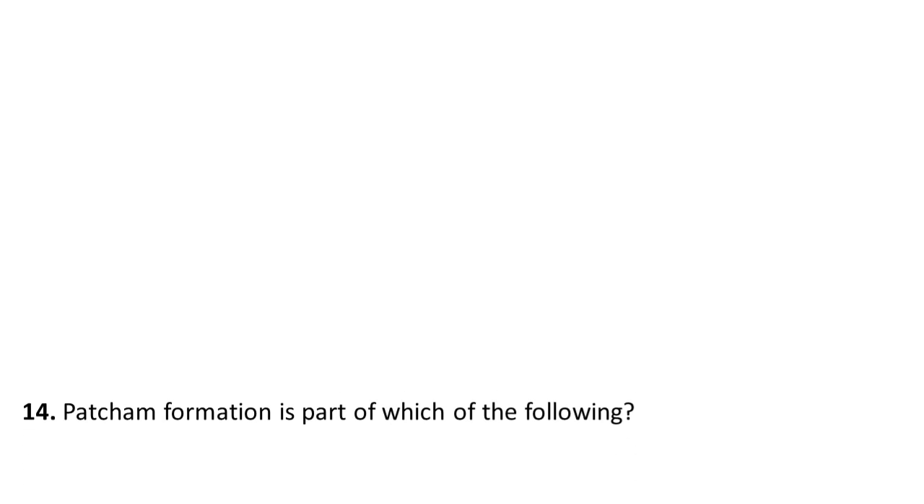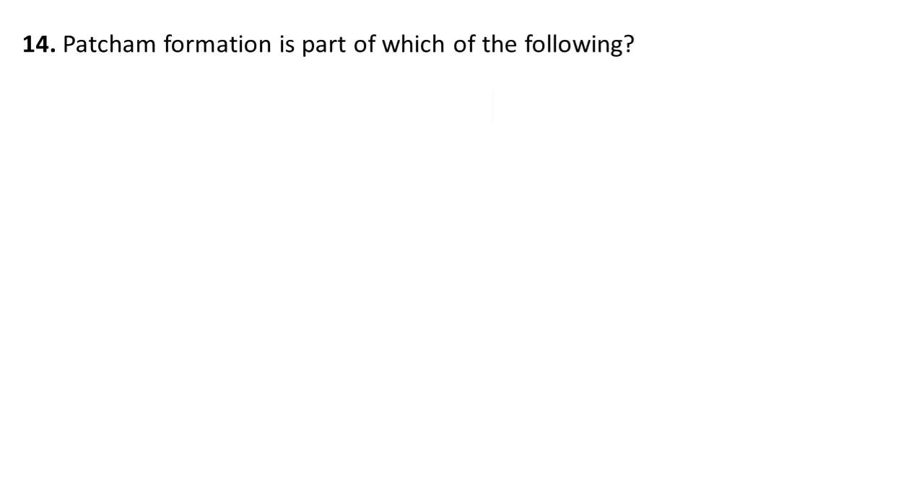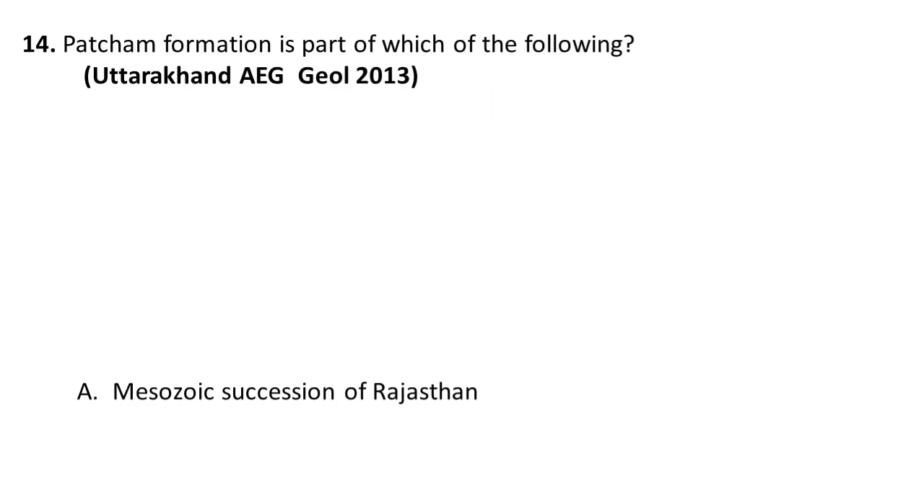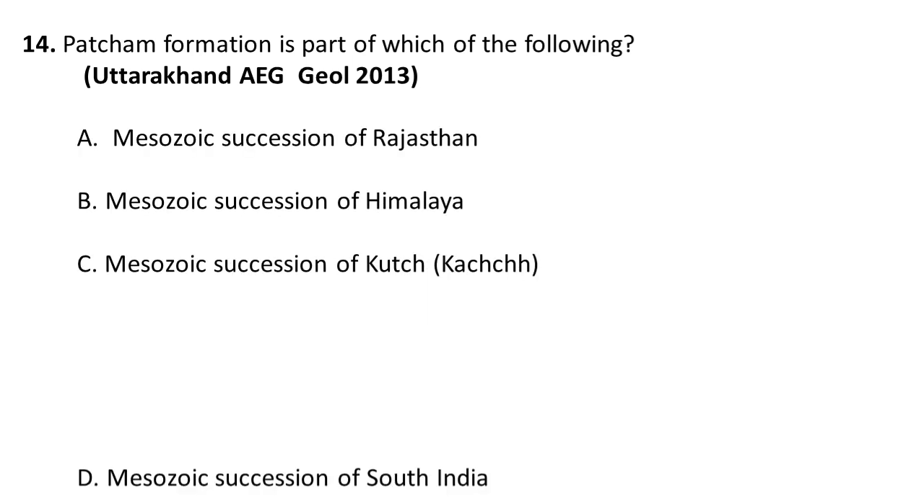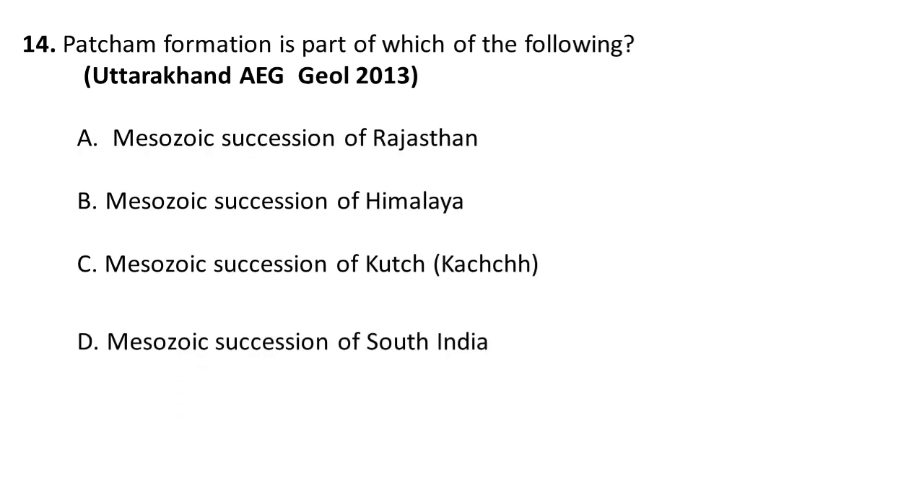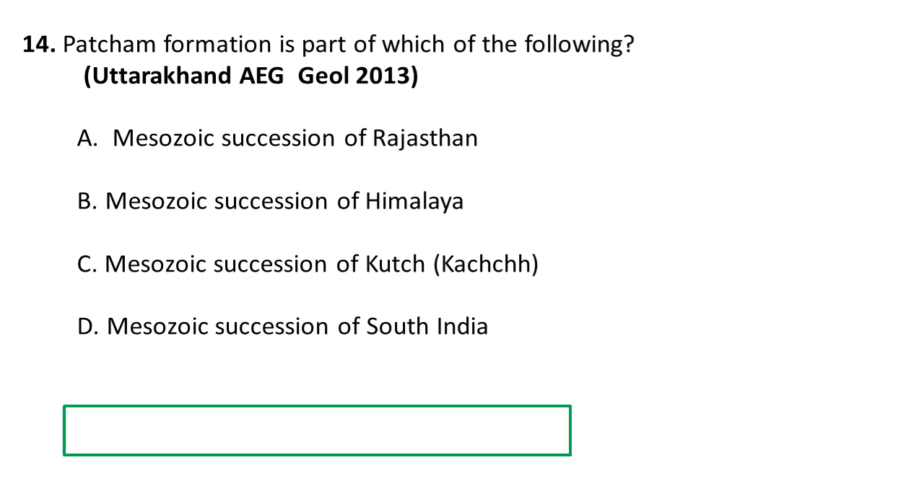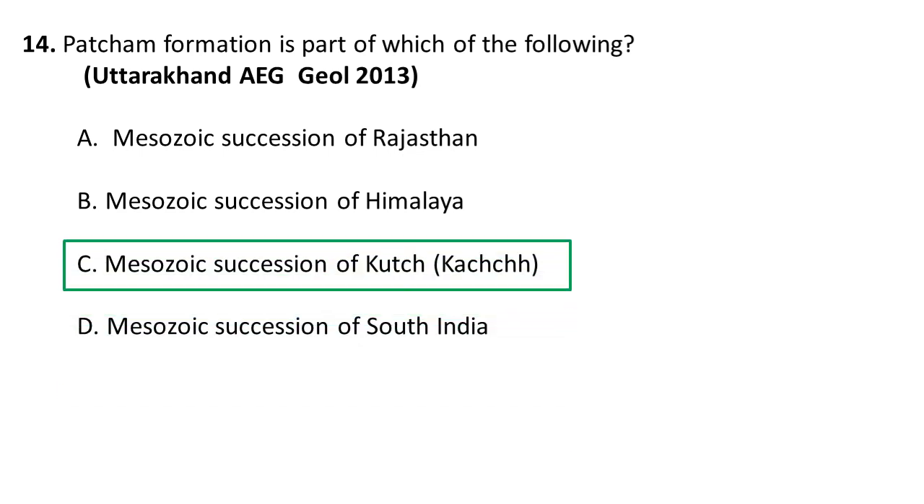Next question. Patcham formation is part of which of the following? A. Mesozoic succession of Rajasthan, B. Mesozoic succession of Himalaya, C. Mesozoic succession of Kutch and D. Mesozoic succession of South India. So the correct option is Mesozoic succession of Kutch. The Patcham formation is a part of the Mesozoic succession of Kutch. C is the correct option.